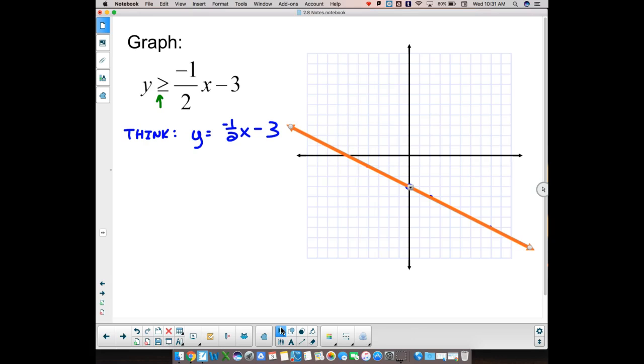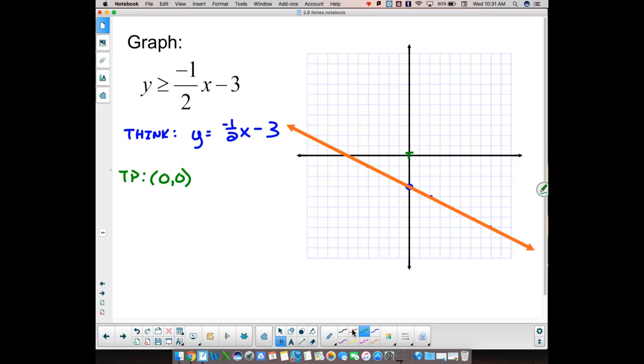Then, I need to pick a test point. Which test point do I want to use? I go with the origin. For me, and this is just because this is what I do, I also put a little T on my graph. Okay? Because that signifies where my test point is.